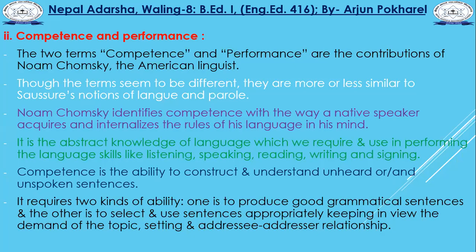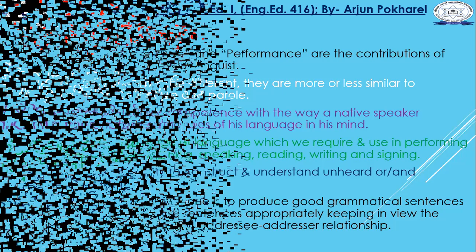Okay, go on copying. It requires two kinds of ability. One is to produce good grammatical sentences, and the other is to select and use sentences appropriately, keeping in view the demand of the topic, setting, and addressor relationship. Have you completed? Yes, sir.